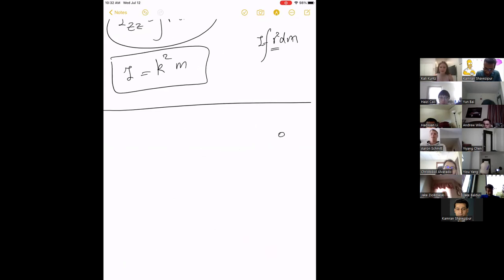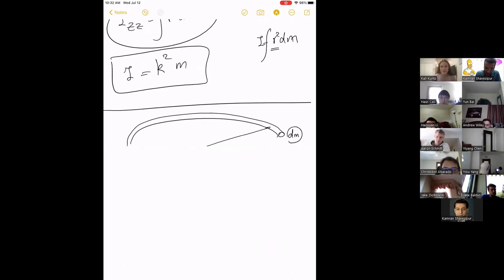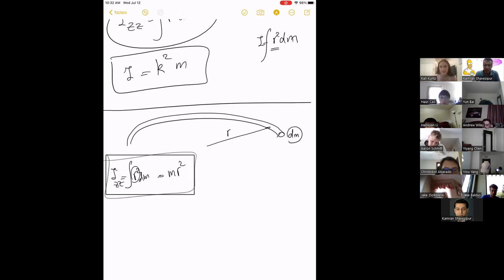If you have a ring and I do the cross section, this is your dm. The entire mass is concentrated on one point. So when you do the integration of r squared dm, literally everything has the same distance, so it's going to be m r squared. For a disk or a sphere and stuff like that, you get the same idea. But as I said, now let's go back.